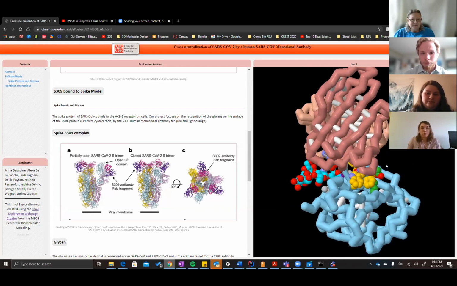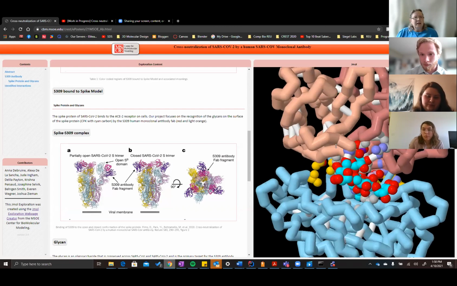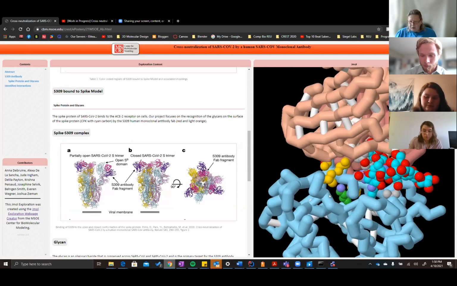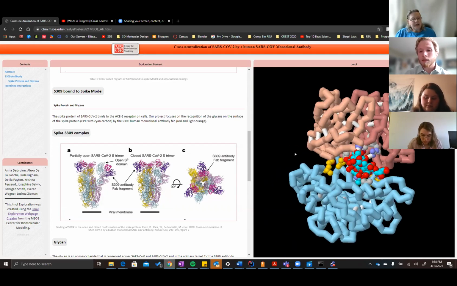Does anyone have any questions? In your poster, you mentioned that you determined which residues were close to the antibody. How did you do that?